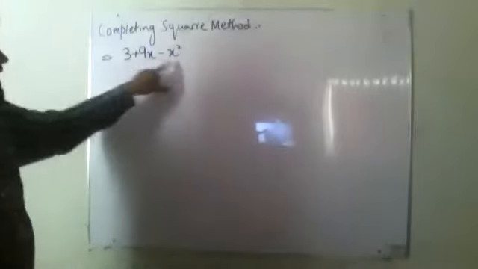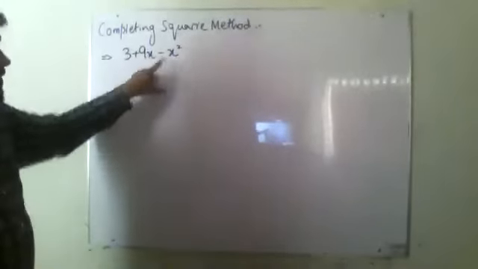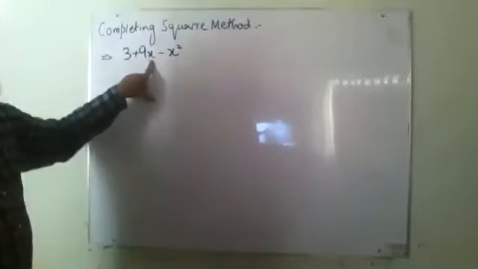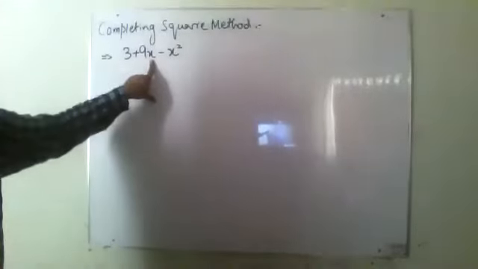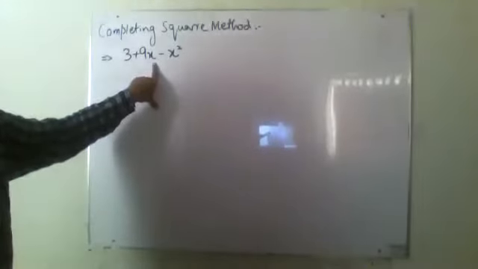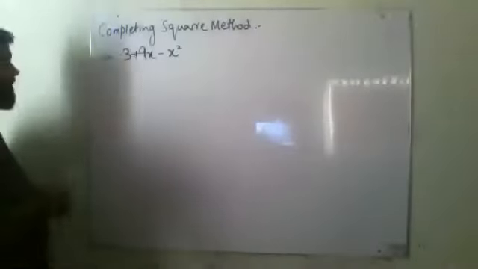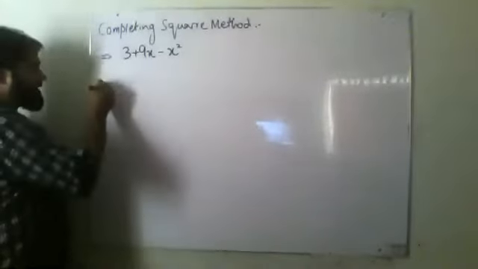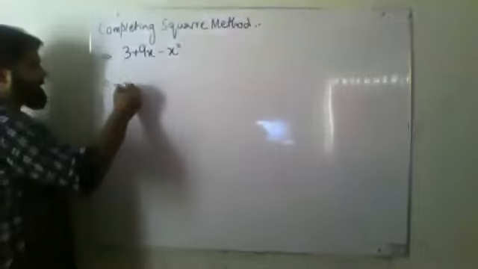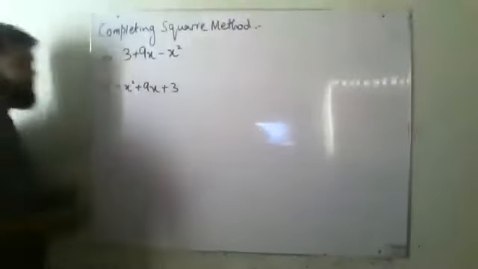But as there are two x terms, one with the square power and one without a square power, it means it is not in completing a square form. I have to shift it into completing a square form. That's the first thing. Okay. Now arranging it: minus x square plus 9x plus 3. Right?